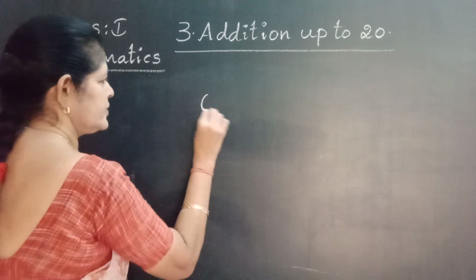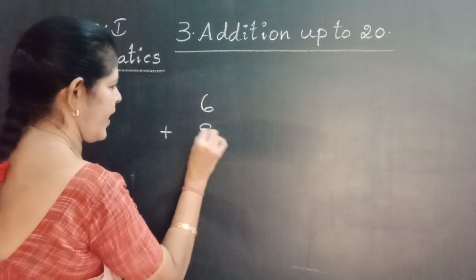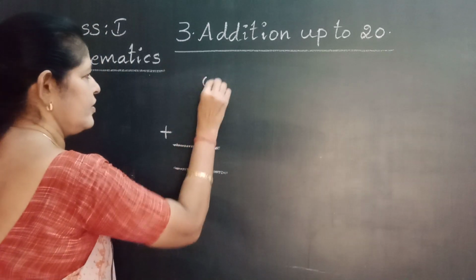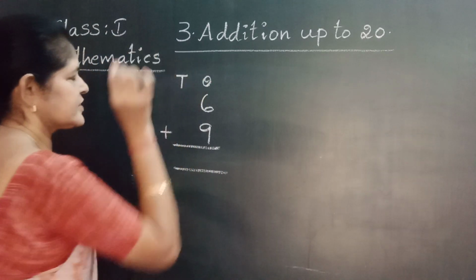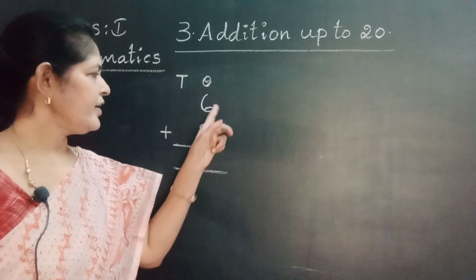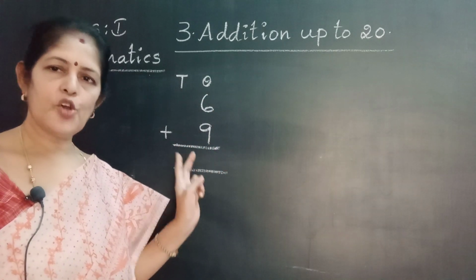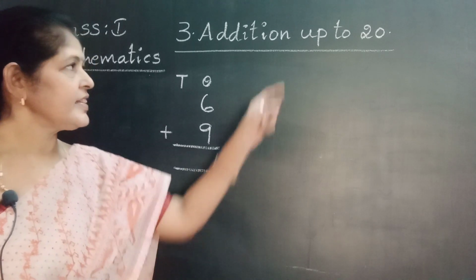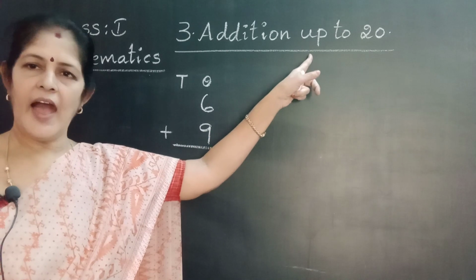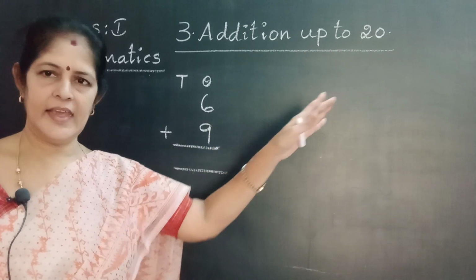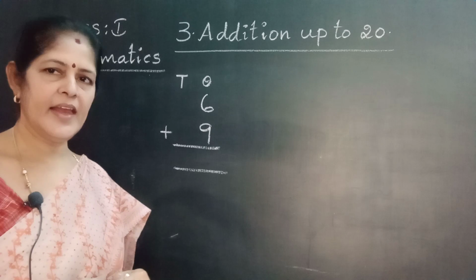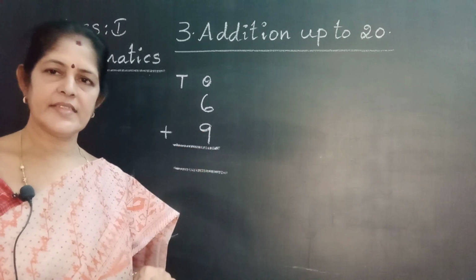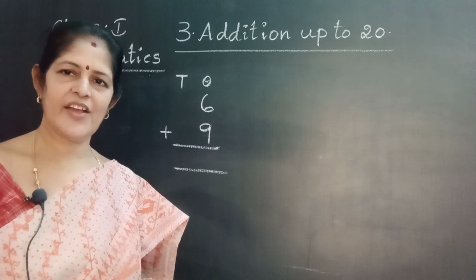Next one. 6 plus 9. What is the addition? 6 plus 9. Ones place, tens place. We add 1-digit numbers. The total goes to 2-digit number. 2-digit numbers in this chapter we have to learn up to 20. Okay, come on. Do with me, along with me. Take 6 fingers. Very good.